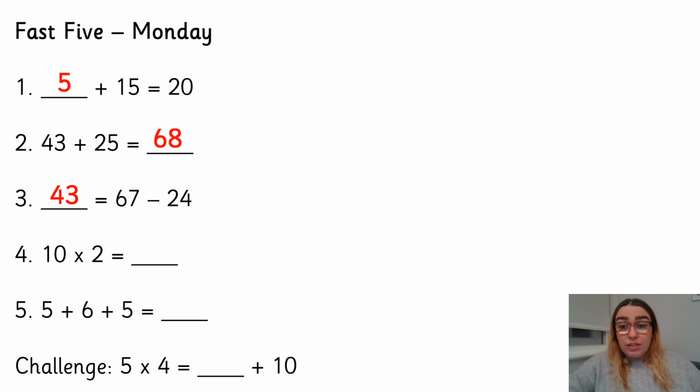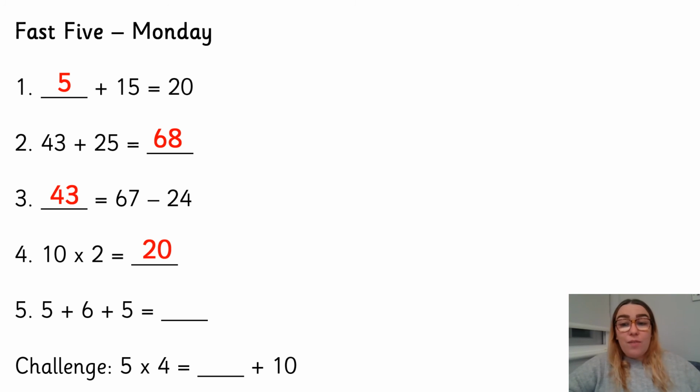You could have used number 2 to help you with that because we know that number 2's answer was 68 and we had 25 was one of our parts, so you could have used that to help you if you had seen it. Right, number 4, 10 times 2, which now are 10 times tables. We know how to work them out. 10 times 2 is 20.